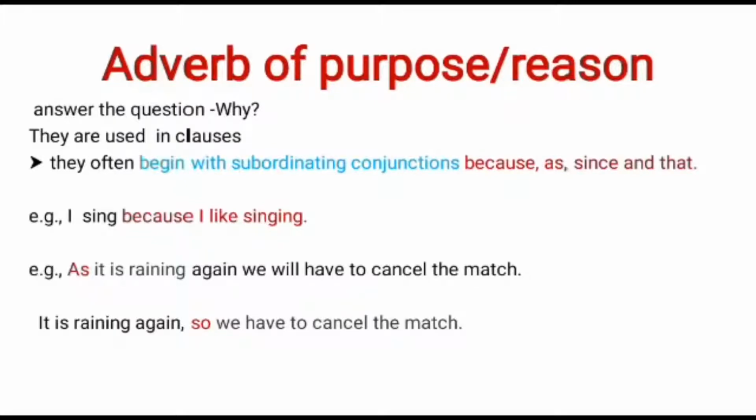They can come in the form of individual words like so, since, thus, because, and also in the form of clauses like so that, in order to, etc. They are used to connect sentences that wouldn't make sense if they were formed alone. So they often begin with subordinating conjunctions because, as, since, and that.